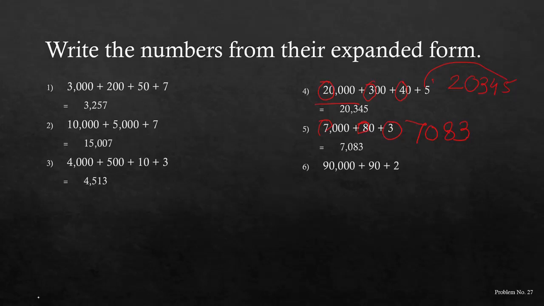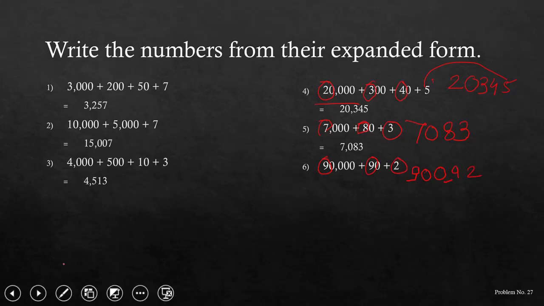Now the biggest place value is 90,000. So the number will have 5 digits. So this 9 will come at 10,000's place. Now there is no place value given in the form of thousands. So we will write 0 at thousands place. Similarly, no place value is given in terms of hundreds. So here at hundreds place also we will write 0. Then this 9 at tens place, and this 2 at units place. So the number which we will be creating is 90,092.